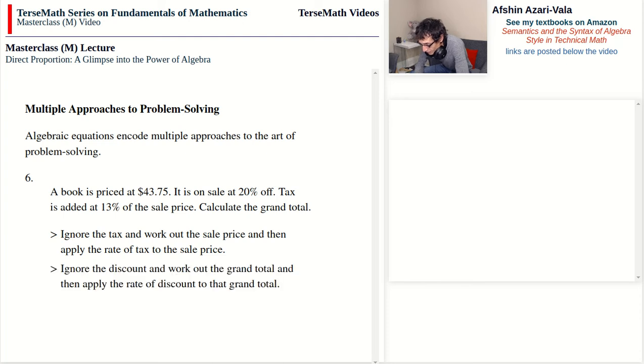And a very interesting question came my way once from a student who asked me if it's possible to do it the other way. Ignore the discount, work out the grand total. Imagine there is no discount. Add the tax to the original price, find the grand total, and then apply the discount to that grand total.